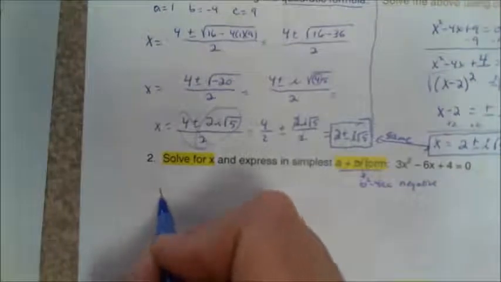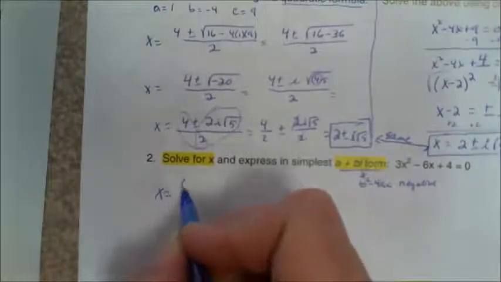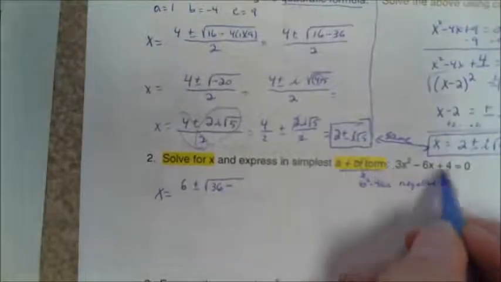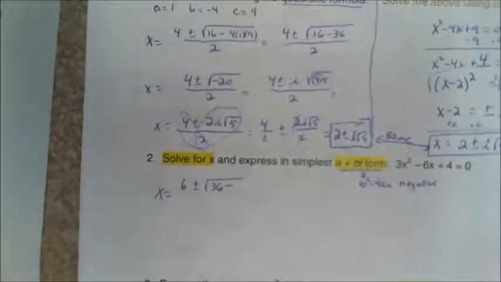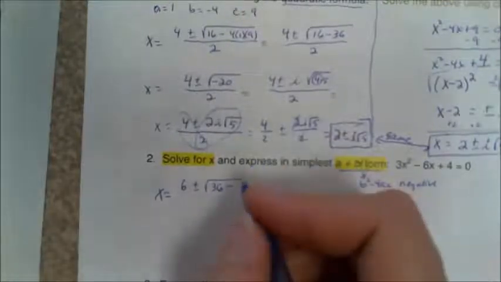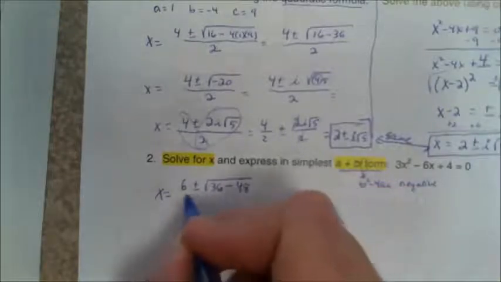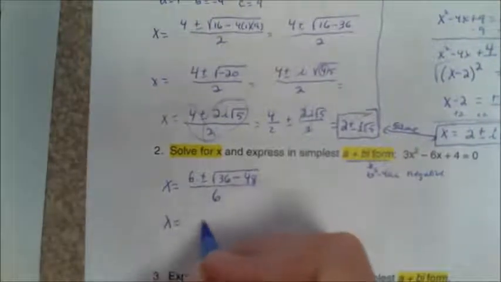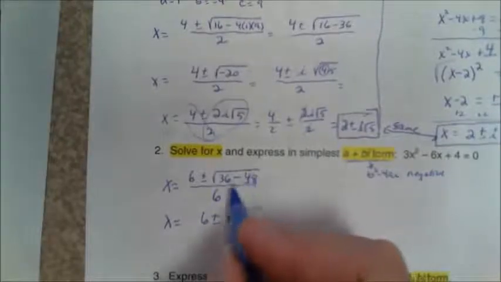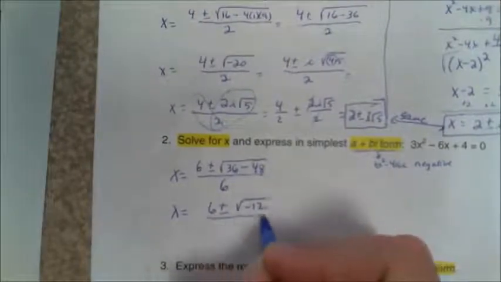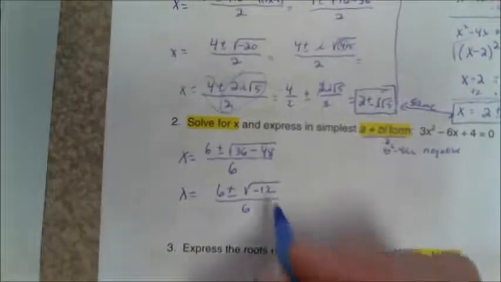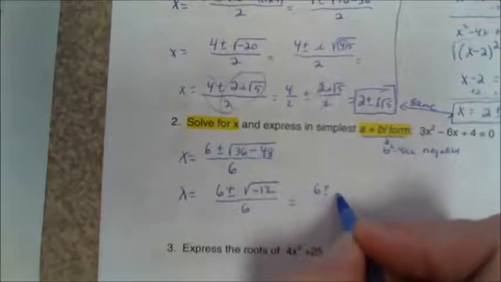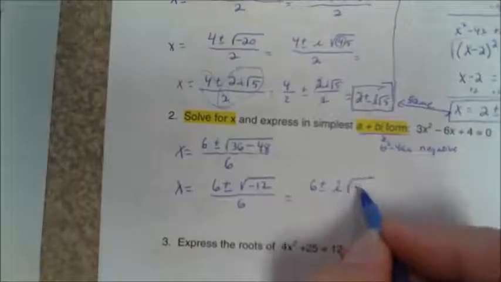So x equals opposite b plus or minus the square root of b squared minus 4 times 3 times 4. Well, 4 times 3 times 4 is 12 times 4, which is 48, all over 2 times 3, which is 6. 6 plus or minus 36 minus 48 is negative 12. And negative 12, remember, we're going to bring that negative outside and call it i. So 6 plus or minus i. And then the 12 breaks up into 4 times 3.